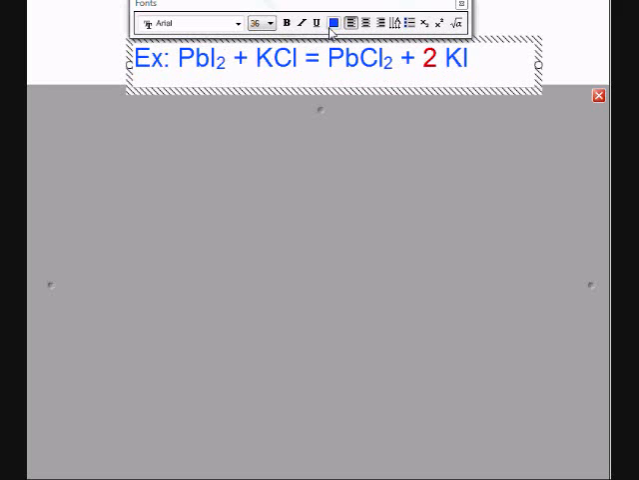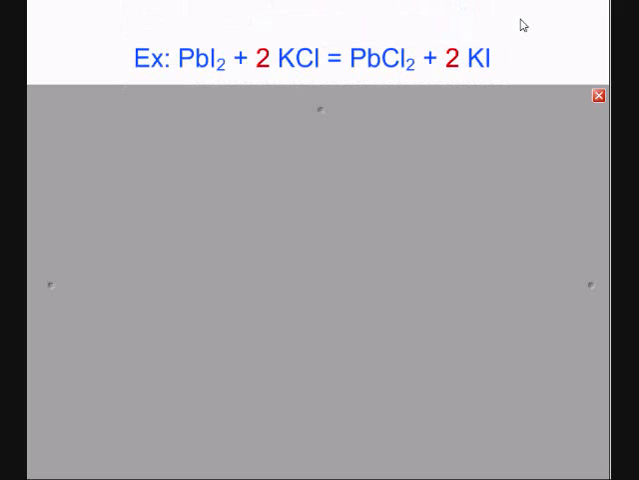2 potassiums. Oops. We need to have 2 potassiums up there. How are we doing? 2 chlorides, 2 chlorides. Looks good. So the molar ratio is 1 to 2 is to 1 to 2. The mole-to-mole ratio, right?